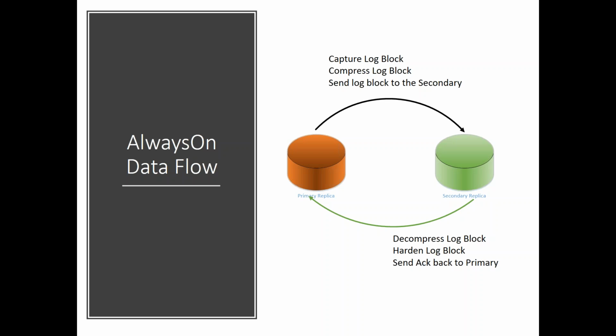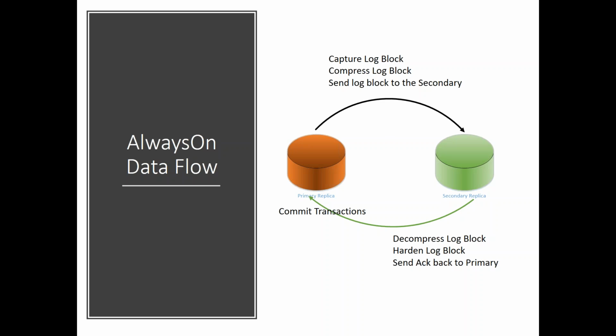Now, once the packet is received, the secondary server would decompress the log block if it's compressed, right? Then it would harden the log block, which basically means persisting that log block to the log file. And once the hardening is complete, it will send an acknowledgement back to the primary server, right? Now, as an asynchronous mechanism, on the secondary server you would have your redo threads working, which will try and redo the transactions on the secondary side, right?